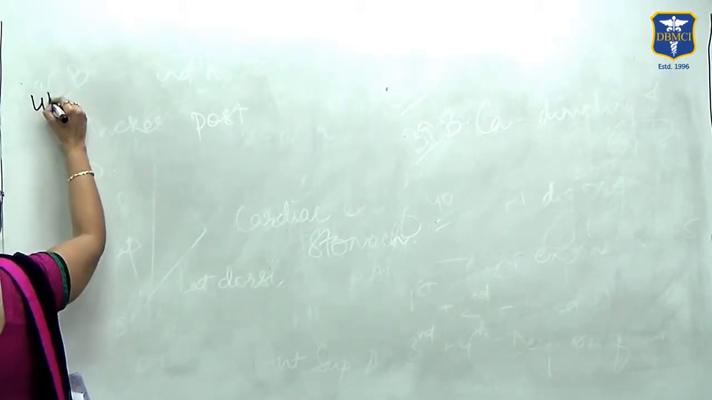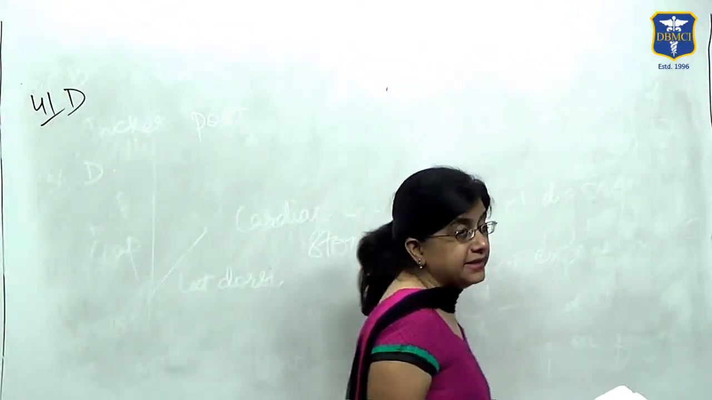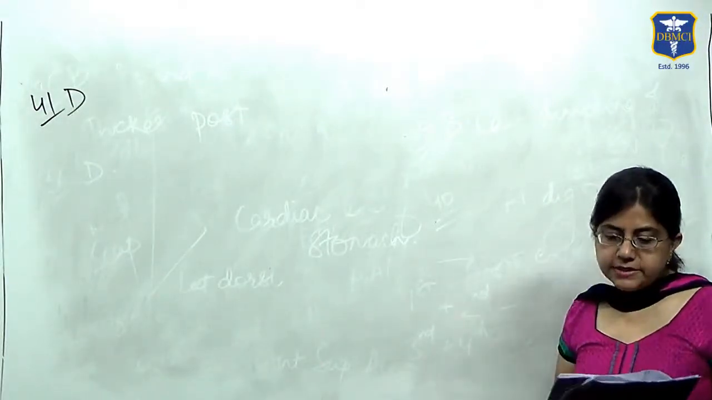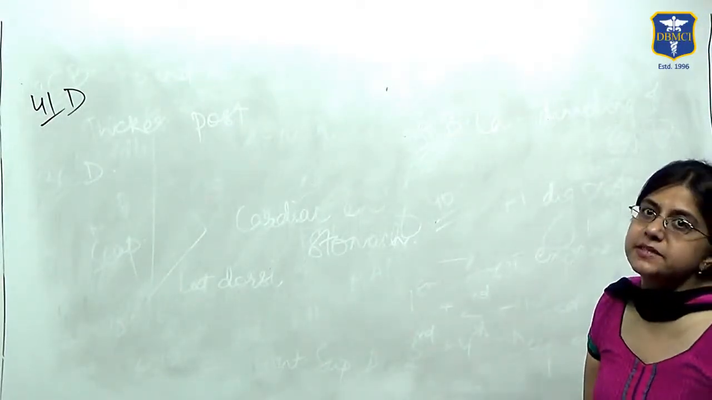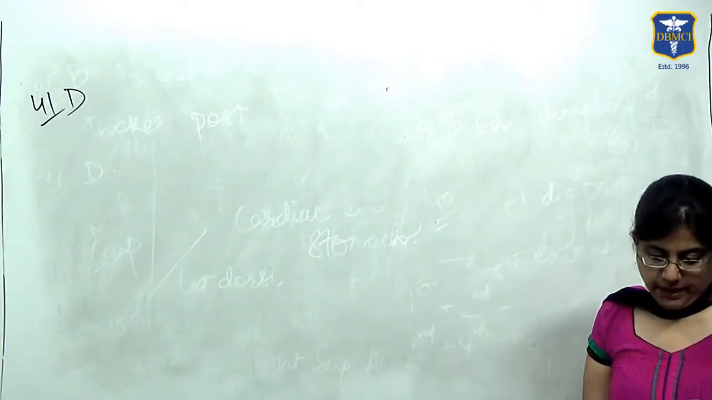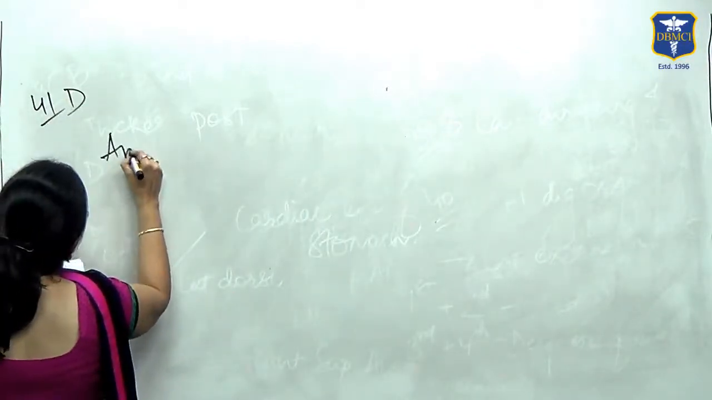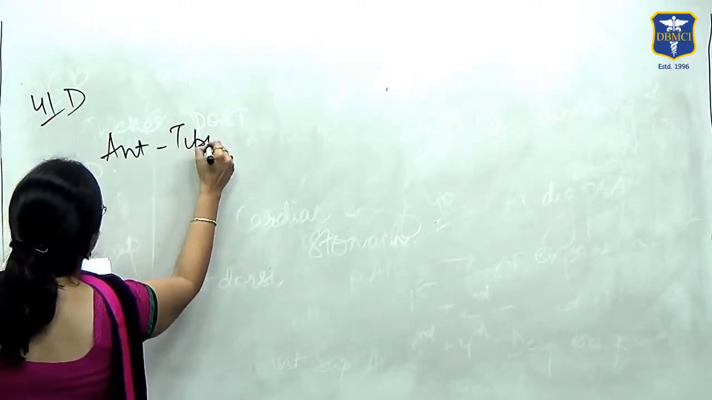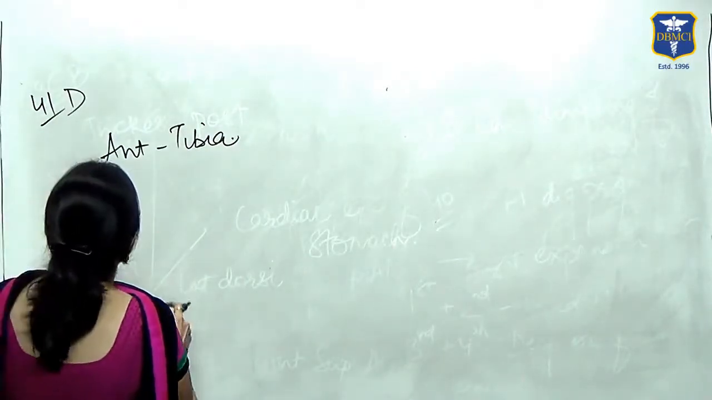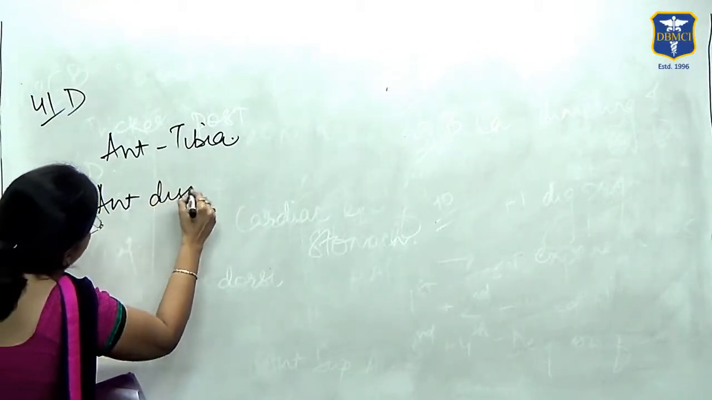41, answer is D. The anterior cruciate ligament prevents the posterior displacement of the femur on the tibia. It is attached to the anterior aspect of tibia, so it prevents anterior displacement of tibia.